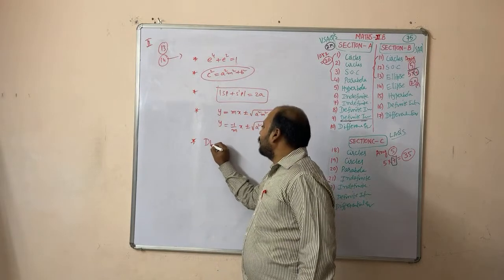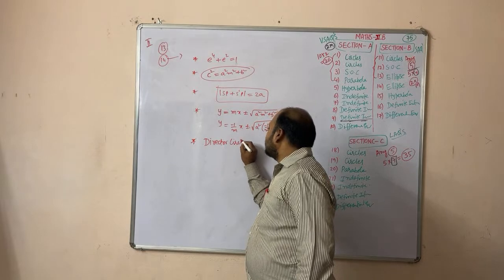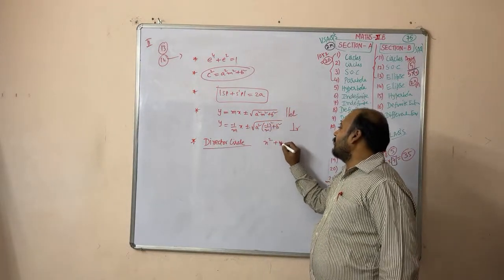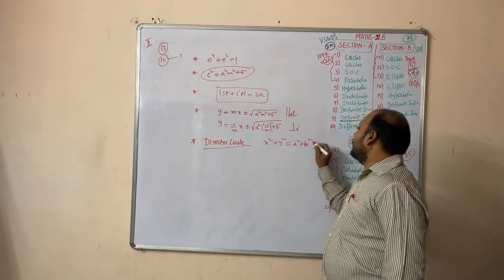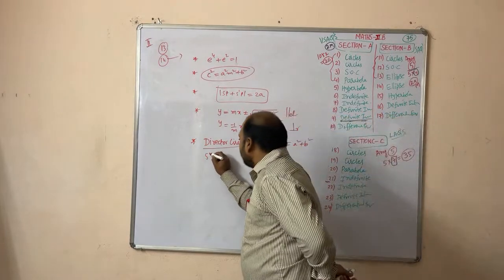Director circle equation proof. If I just say director circle, you cannot remember. If I give the equation, you can remember easily: x square plus y square is equal to a square plus b square is the equation of the director circle. Otherwise, show that.